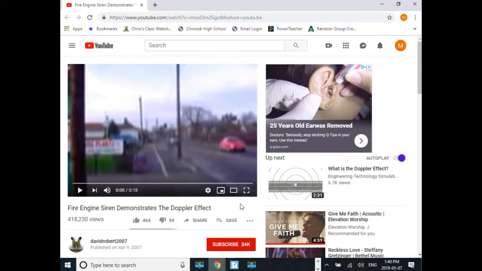Yeah, I guess I can go full screen. And so this is a fire engine that's demonstrating the Doppler effect. We'll just listen a few times here.